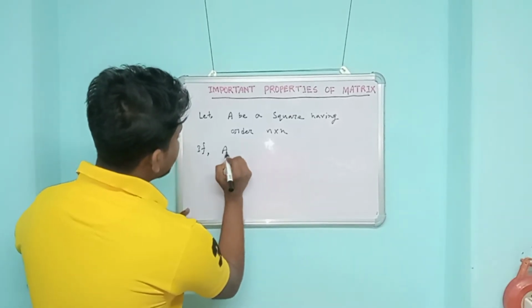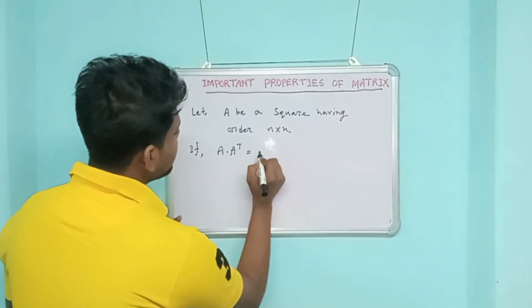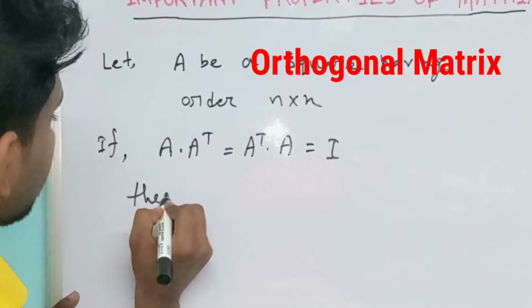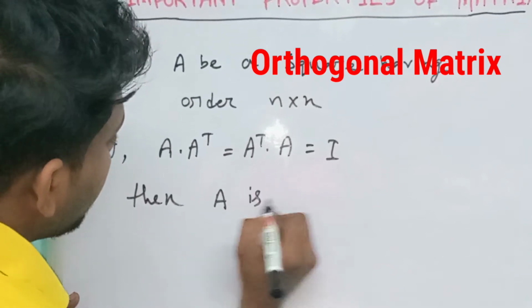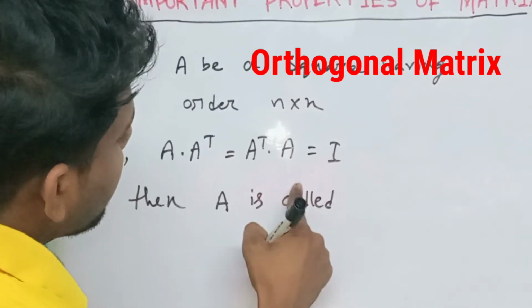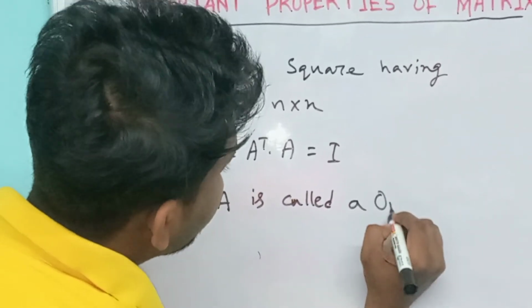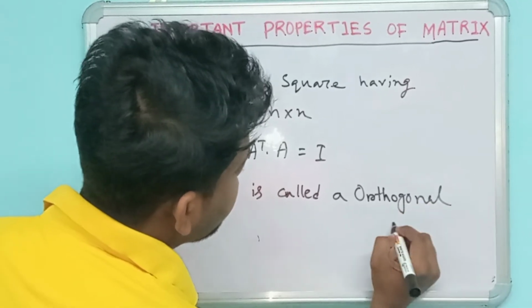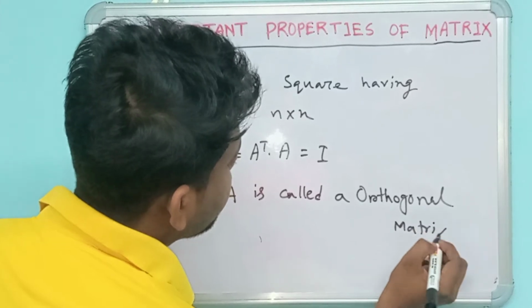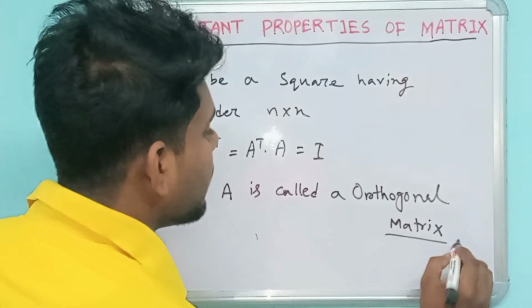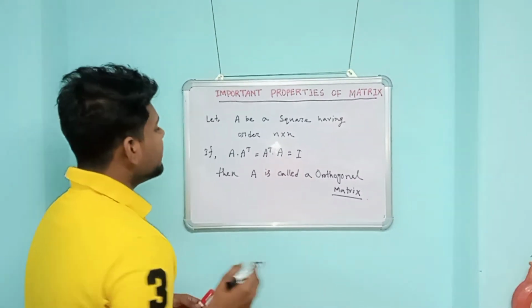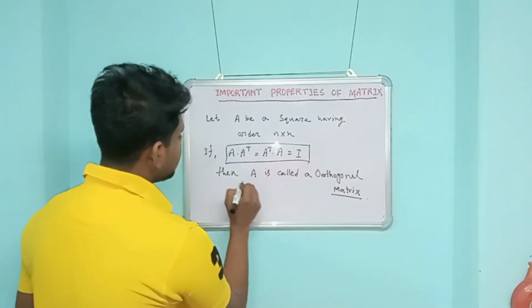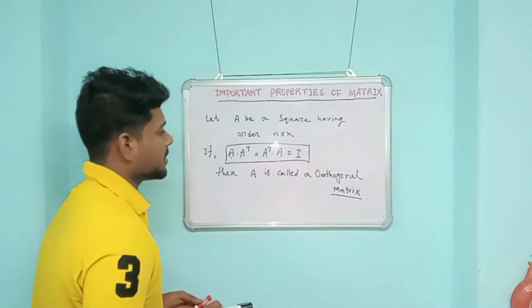If A dot A transpose equal to A transpose dot A equal to I, then the matrix A is called an orthogonal matrix. So what is orthogonal matrix? If a matrix operates like this, then the matrix, this A, is called an orthogonal matrix.